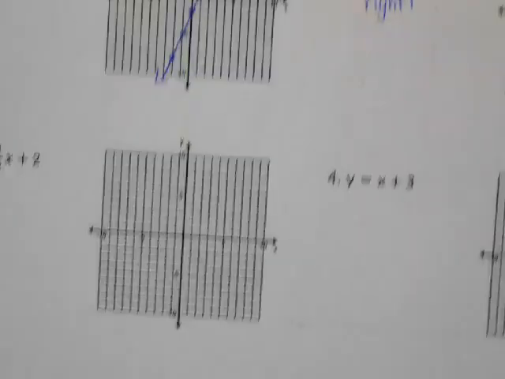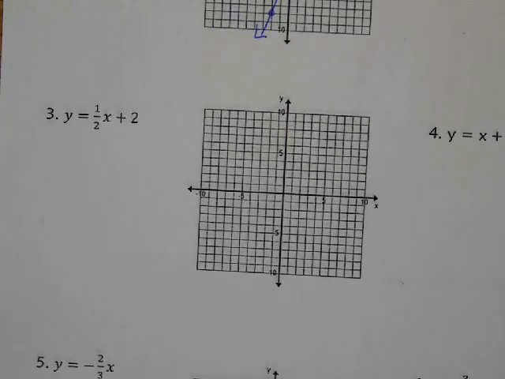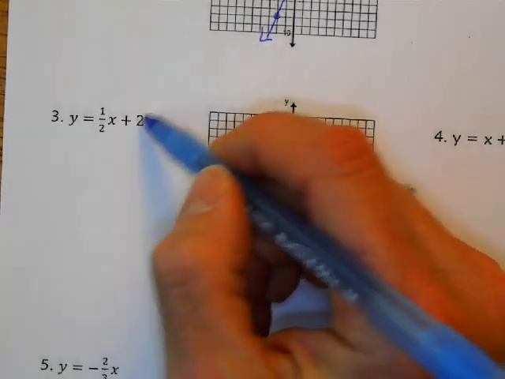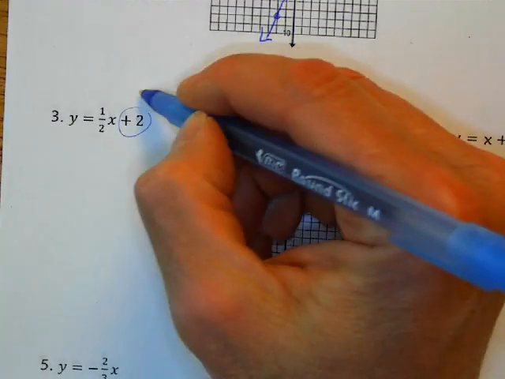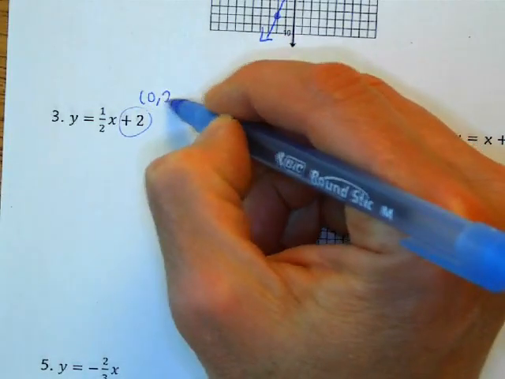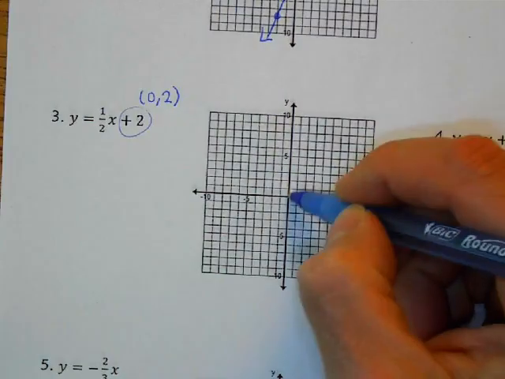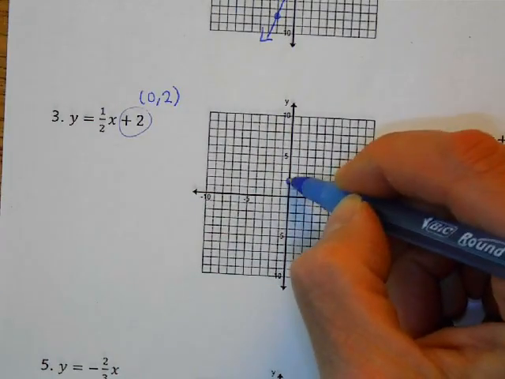Number 3. So our y-intercept still looks the same. Again, we can think of that as an ordered pair. The ordered pair would be 0, 2, since we are going up to 2 on the y-axis.